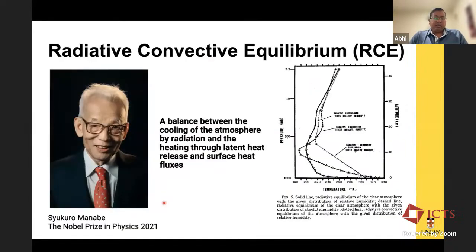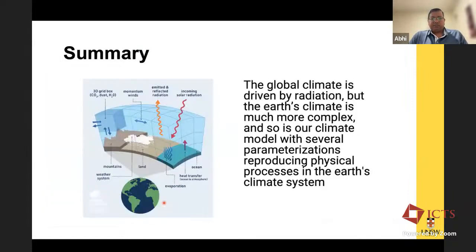A nice segue to the other lecture would be radiative convective equilibrium. We all know that Manabe got the Nobel Prize in Physics in 2021 when he looked at radiative convective equilibrium. I was talking about radiative equilibrium, but once you bring in convection, which is a balance between cooling of the atmosphere by radiation and the heating due to the latent heat release at the surface, we get a much clearer picture of how the surface temperature of the Earth comes into balance.